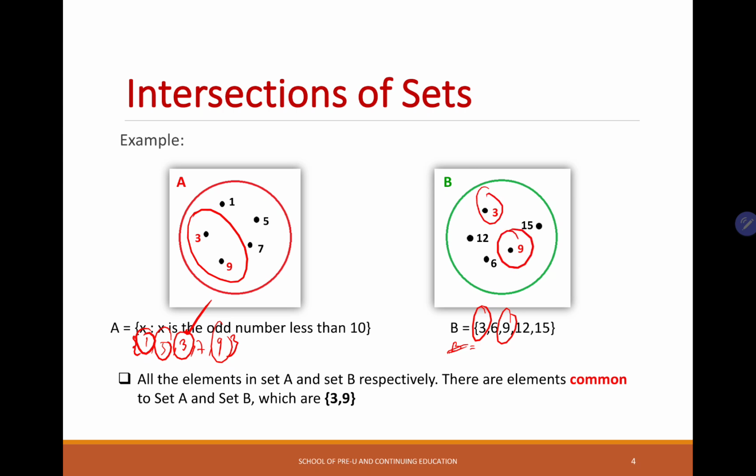So these common elements are called the intersection of sets.